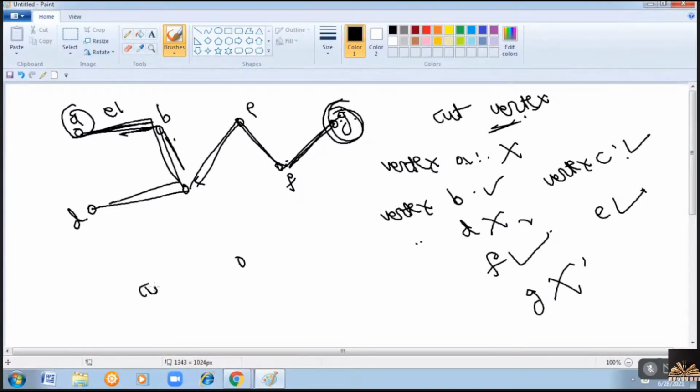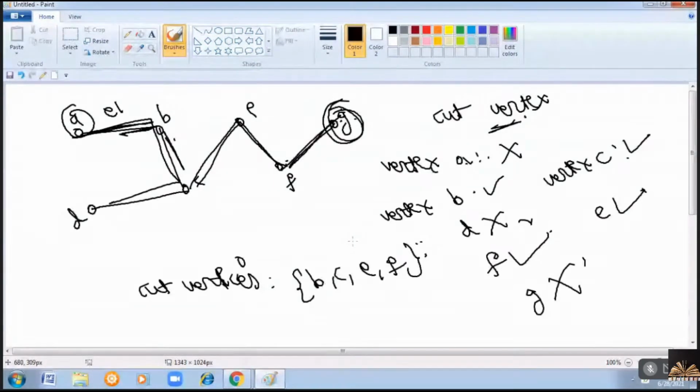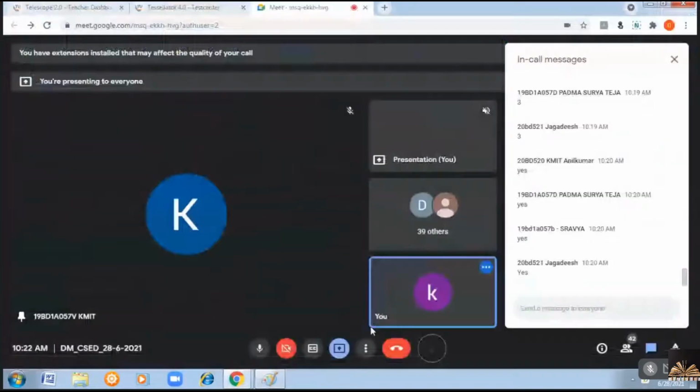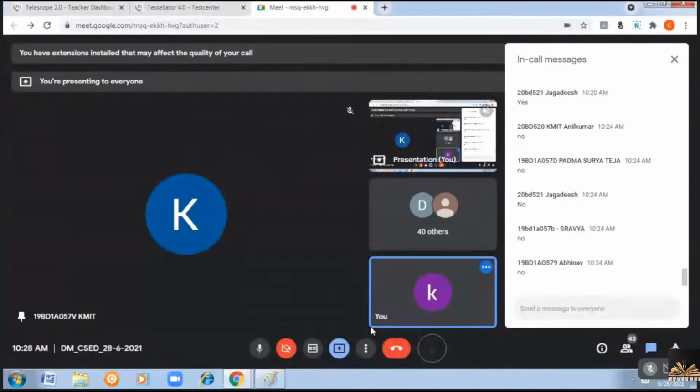So what are the cut vertices in the given graph? The cut vertices are, A is not a cut vertex, B, C, E, F. B, C, E, F. Clear? Is it clear for you all? Have you understood?